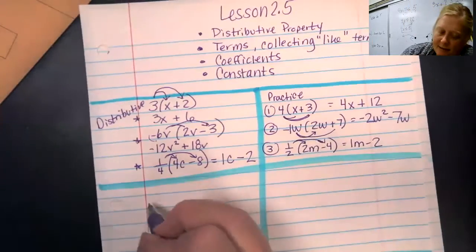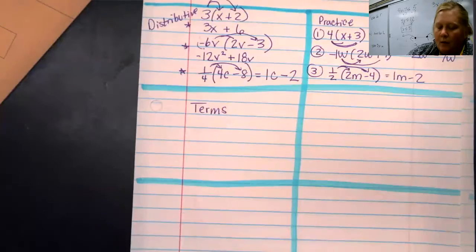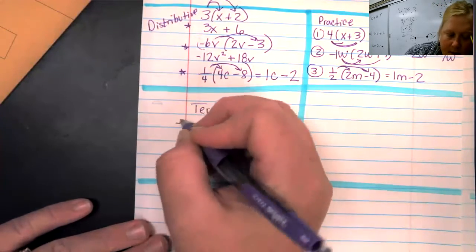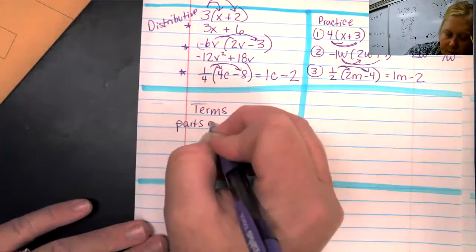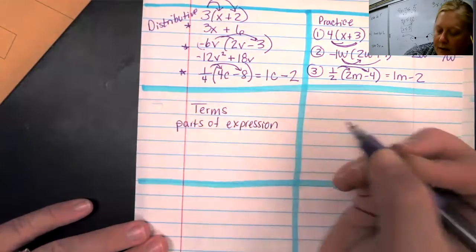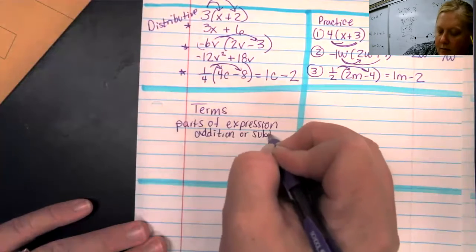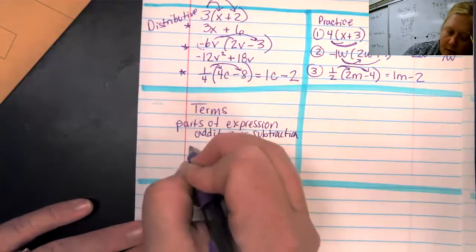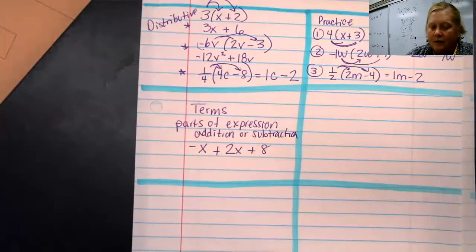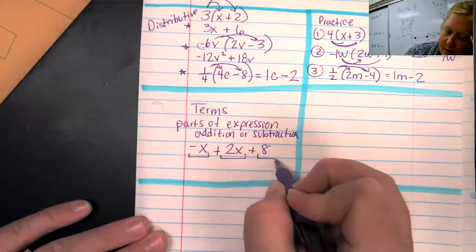Okay. The other piece that we're going to talk about is terms. Okay. What are terms? Well, terms are pretty easy. Terms are just parts of the expression that are held together by addition or subtraction. Okay, so the terms here would be, this is a term, this is a term, and this is a term.